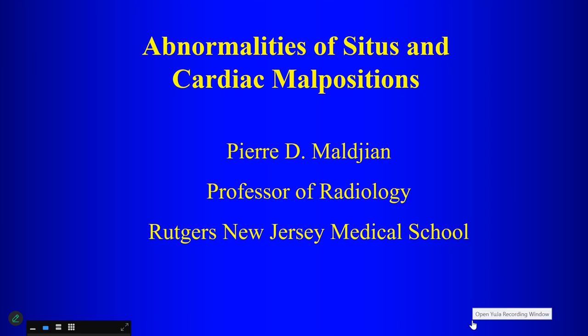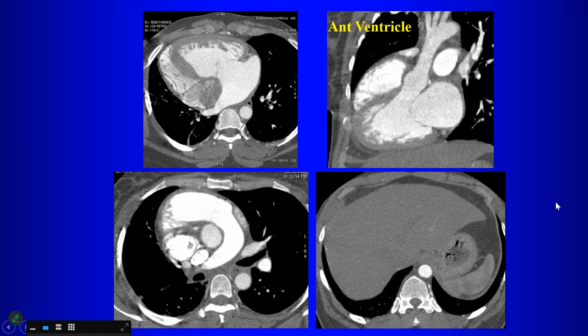Okay, so for our last two talks, we're going to talk about abnormalities of situs and cardiac malposition. This is a very complicated topic, and that's why we save it for last. The idea here is to have a systematic way of approaching cases where it's a very strange-looking heart, right? If you have a case like this, how do we approach it? What can we say about this? We need some kind of systematic approach.